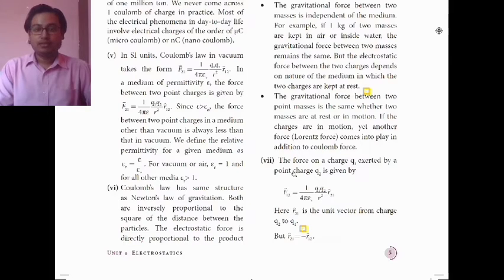Next point, the force on a charge Q1 exerted by point charge Q2 is given by F12 is equal to 1 by 4 pi epsilon naught into Q1 Q2 by r square into r cap 21. Here r cap 21 is the unit vector from Q2 to Q1. That is, it shows the direction of force from where to where. But we know that r cap 21 is equal to minus of r cap 12. So we can write F21 is equal to minus of F12.